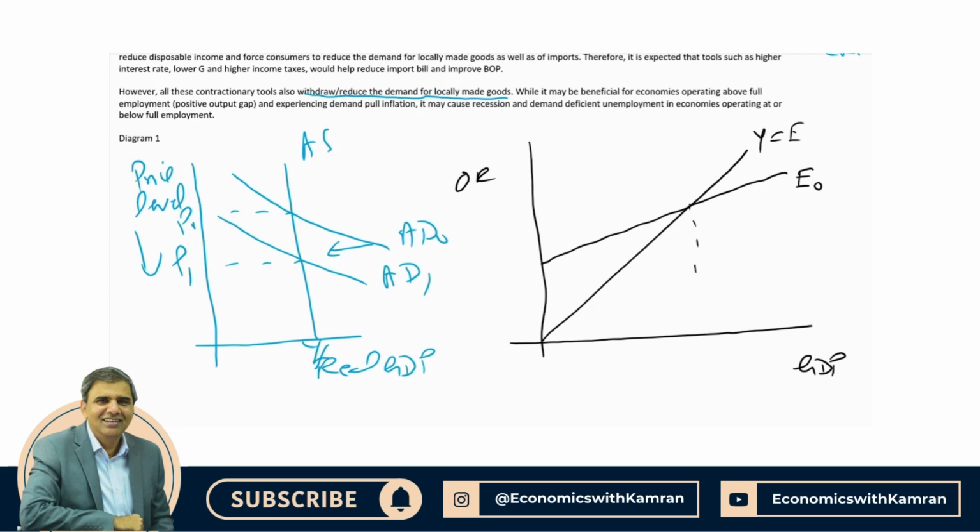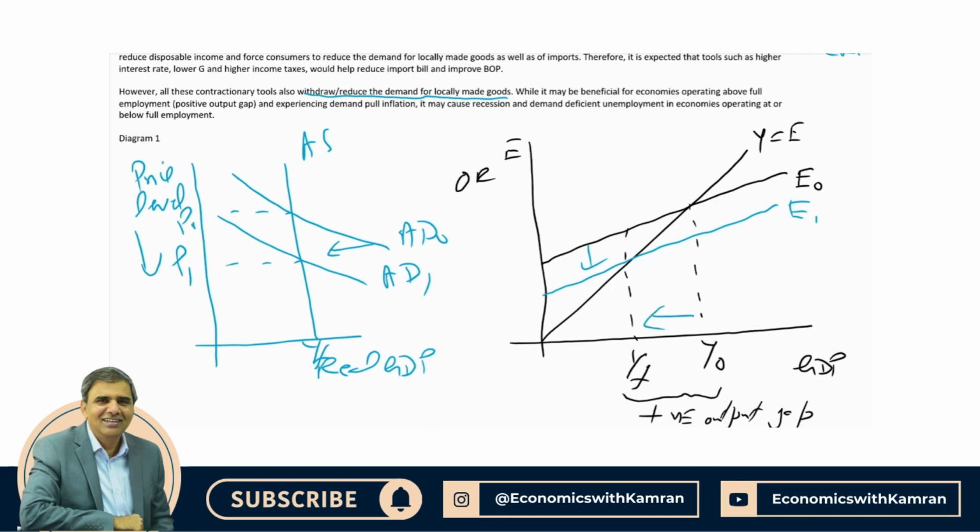The initial income was Y naught, and we assume it was above full employment, and it was a positive output gap. When the economy produces an output above full employment, it's a positive output gap. A decrease in expenditures shifts the expenditure function downward, lowering output from Y0 to YF.